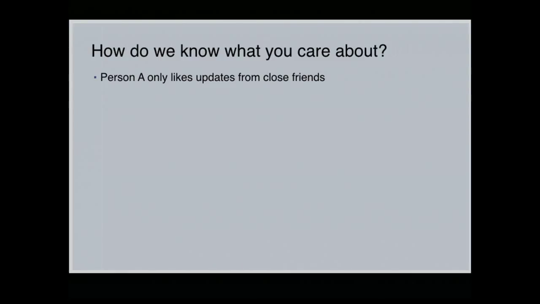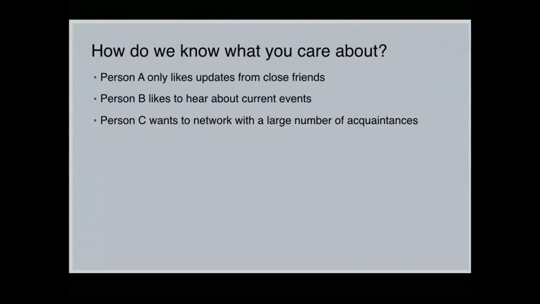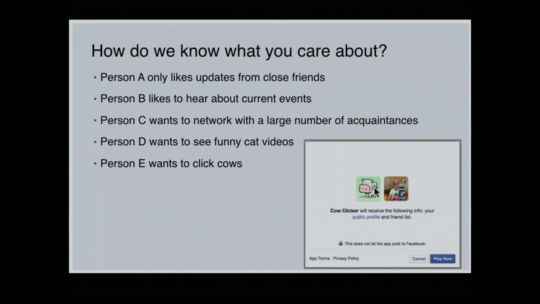We have to figure out which stories to show the user. And different users have different preferences. One person may only like updates from close personal friends. Someone else may have a real interest in news stories. Someone else may value stories coming from weak ties, and want the diversity. Someone else really likes funny cat videos. Somebody else, I guess, likes clicking cows.